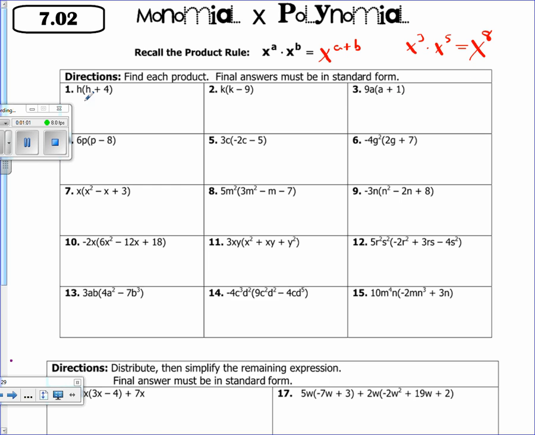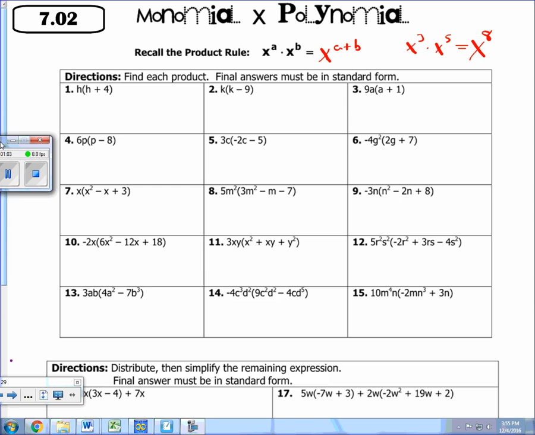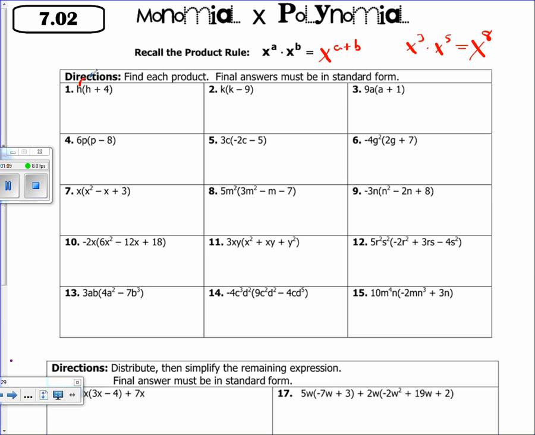Okay, so this is the distributive property, but with variables. So for this first one, it's h times h and h times 4. So that's going to become h times h. They both have a power of 1, so you're going to add those together to get a power of 2, h squared, plus 4 times h is 4h.